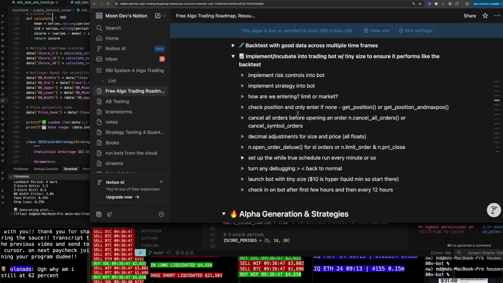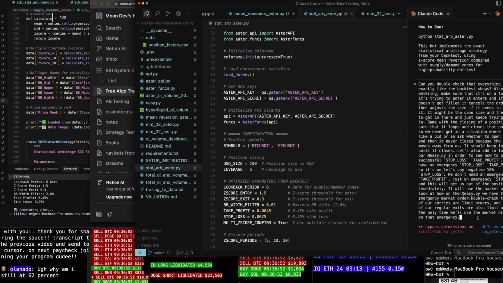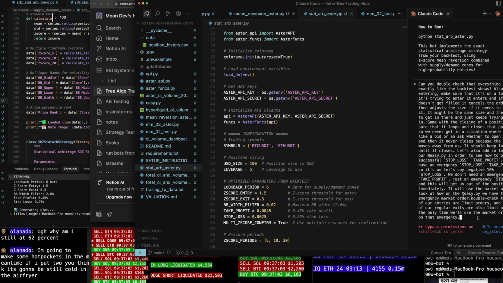Okay, let's see what else. Check positions. Okay, double check before putting in any orders that we cancel all orders. This will make it so we never run into a situation where we're putting an order on top of an order, you know? So only put an order after canceling orders. This goes for entering and exiting.